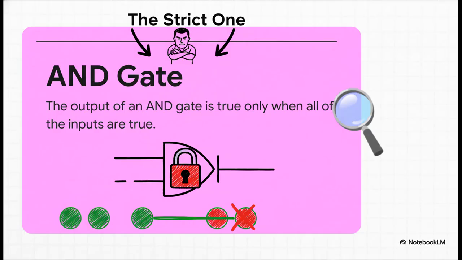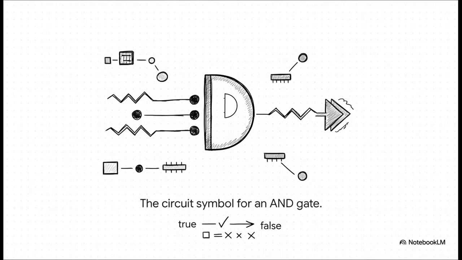All right, let's meet our second gate, the AND gate. This one is the strict one. It has 2 or more inputs, but here's the catch. It will only, and I mean only, output a 1 if every single one of its inputs is also a 1. If even one of those inputs is a 0, the output is 0. No exceptions, no excuses. The symbol for the AND gate is this very distinct D shape. You see that? The flat back, the curved front. When you see that shape, you know you're looking at a strict AND gate that's demanding that all conditions are met before it lets a signal pass.